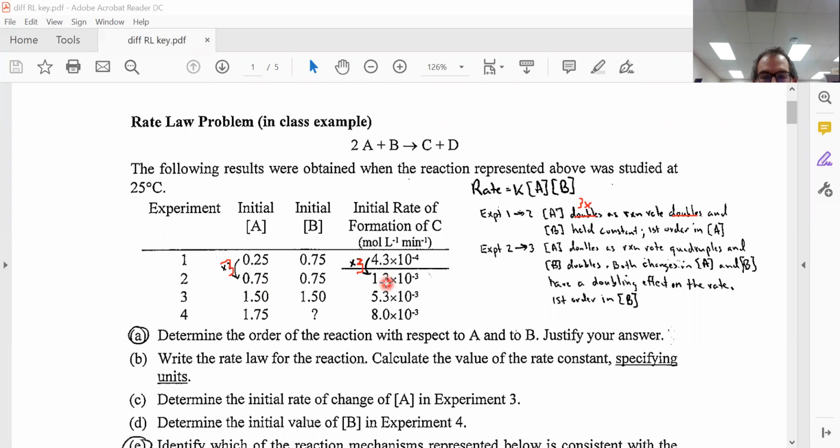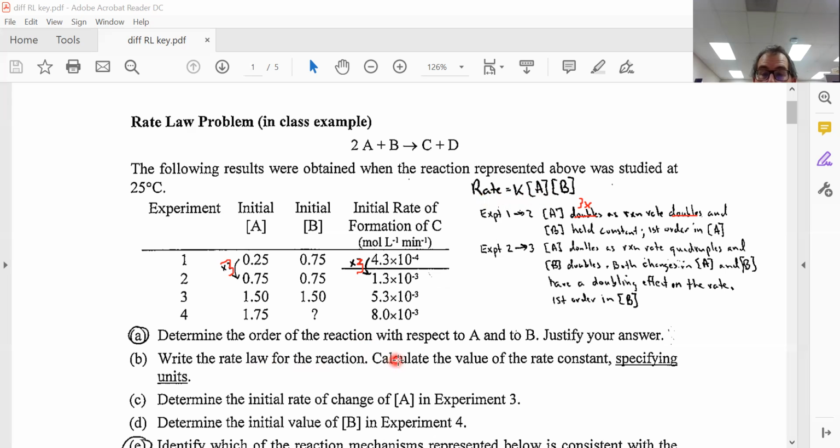So essentially, this is going up by a factor of 4 because A causes it to double, and then B causes it to double, which causes a combined factor of 4 effect. So in other words, A doubles, the reaction rate quadruples, and B doubles. So both changes in A and B have a doubling effect in the reaction, which adds up to that quadrupling effect. So because doubling B doubles the rate, we're going to say this is first order in B. It's having that doubling effect when it's doubled. Okay, so now we can say rate equals k[A][B].